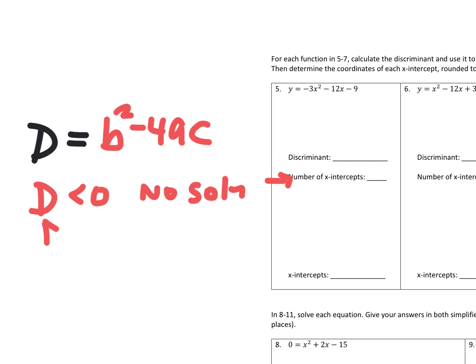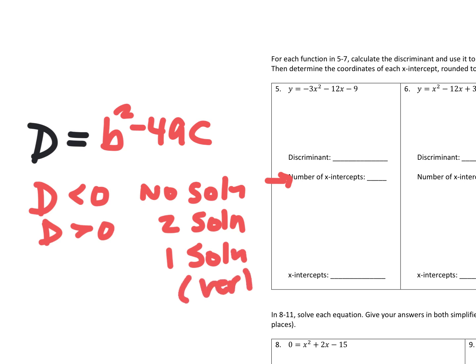What if the discriminant is positive? Then there will be how many solutions? 2 solutions. And then there's something in between, which is one solution. And it's the vertex. And it'll be when what? 0. Discriminant equals 0. Good.